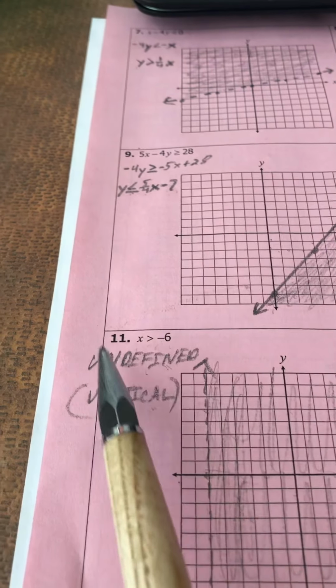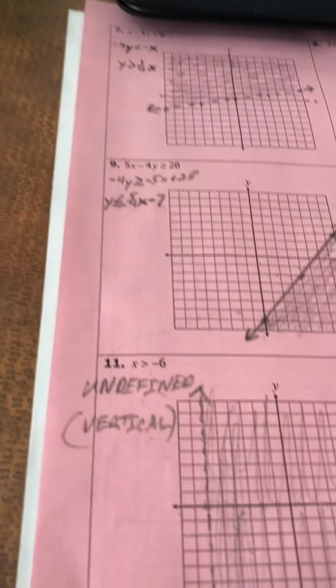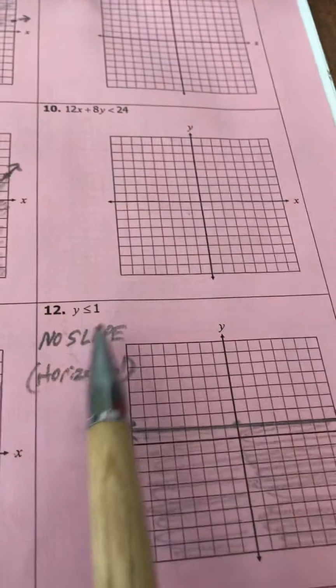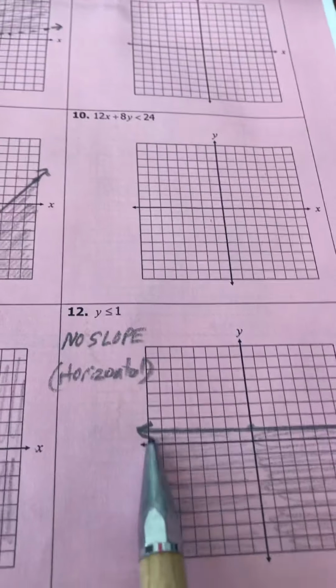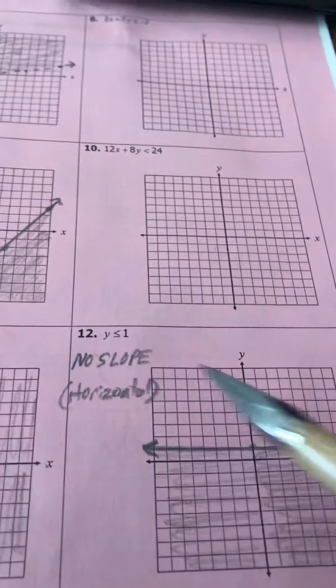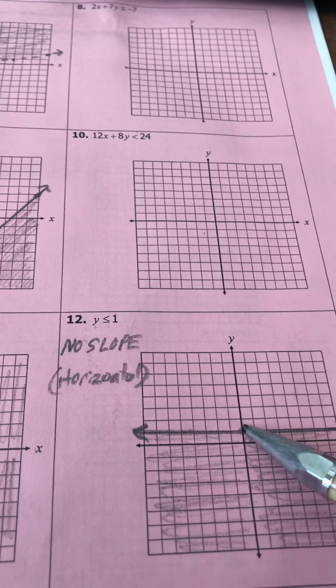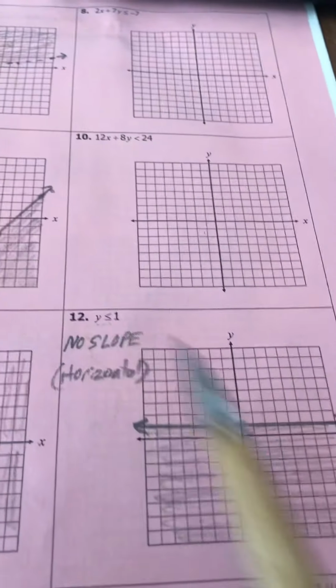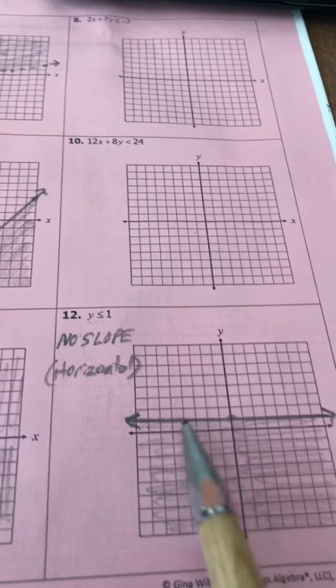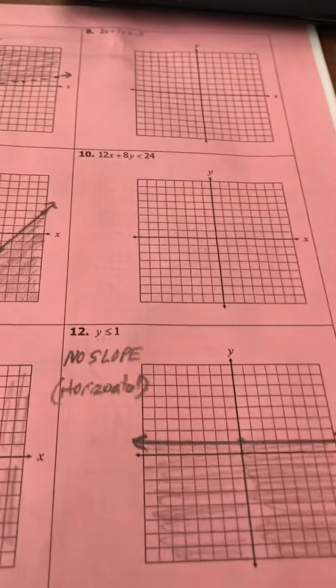It's always going to be vertical when you have just x is equal to or x is greater than or less than. When you just have an x and you don't see a y, that's going to be called undefined. It's just something you have to remember. When you have a y, this is going to be no slope. It's going to be horizontal line. It's going to be flat. Okay, no slope. This means y is at 1, and it could equal 1, or it's going to be less than, so I shaded everything less than. And this is where y is always equal. No matter what x equals, y is always at 1.